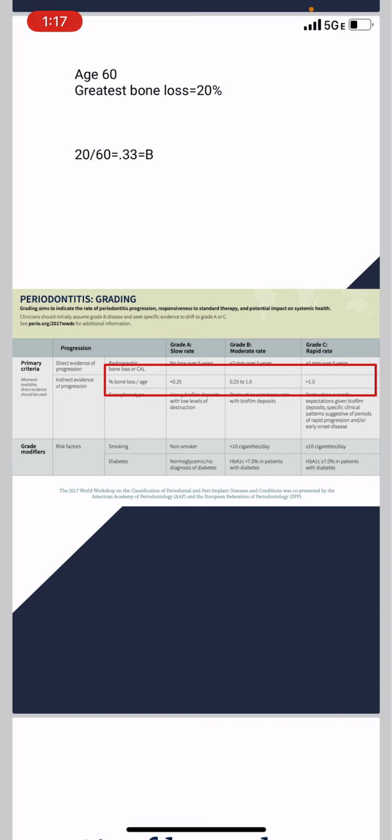Now, doing math is kind of tricky sometimes, but here is how to do this math exactly when you type it into a calculator. You find the greatest area of bone loss that the patient has. Let's say it's 20% on tooth number 15, 20, and you divide that by their age. Divided by 60, this patient is 60. So I get 0.33. So they fall under grade B is where they'd fall.